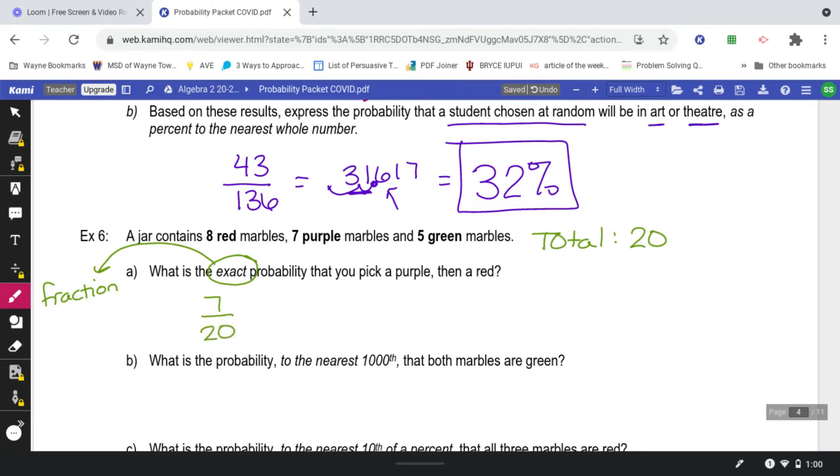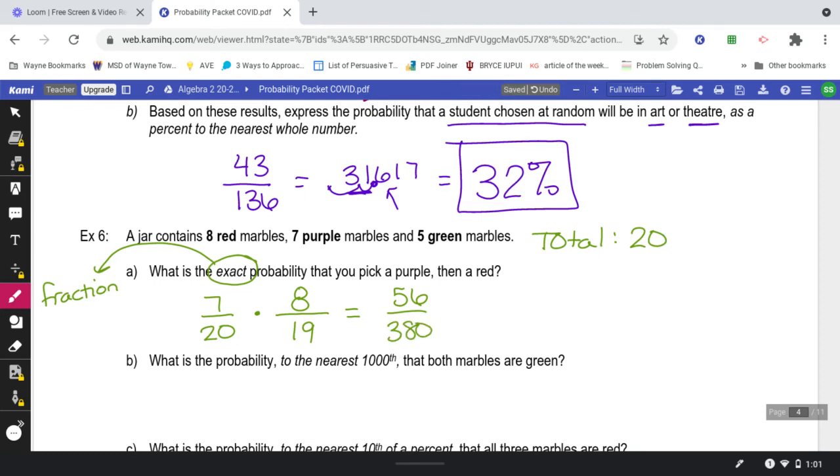But here's the thing. Once you pick a purple, one of the purples is gone and one of the marbles is gone. So now when you go to pick another marble, there's only 19 marbles left. You go to put your hand in there and you pick a red one. There's still 8 red marbles because the first time, remember, you picked a purple. And then we're going to multiply those two things together. So 7 times 8 is 56. 20 times 19 is 380.